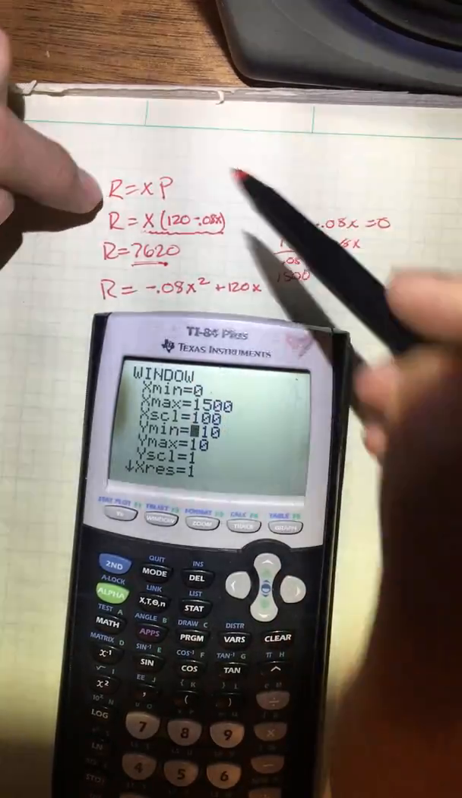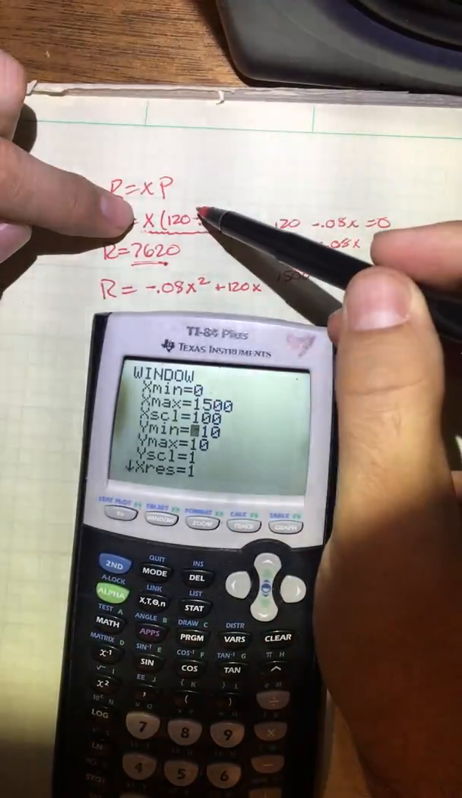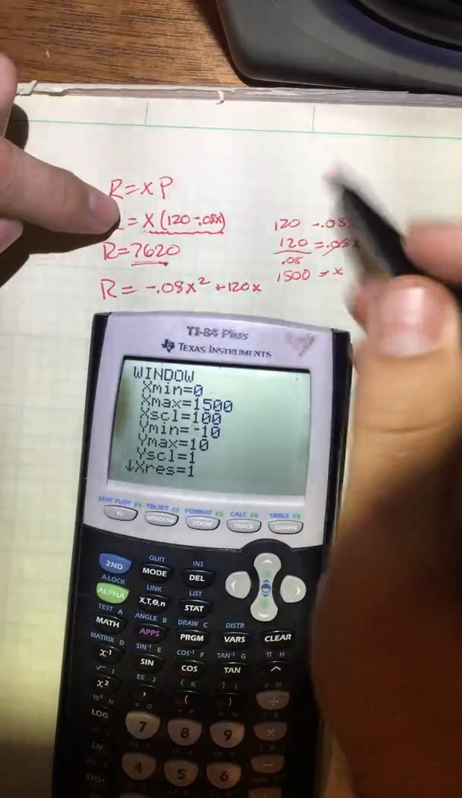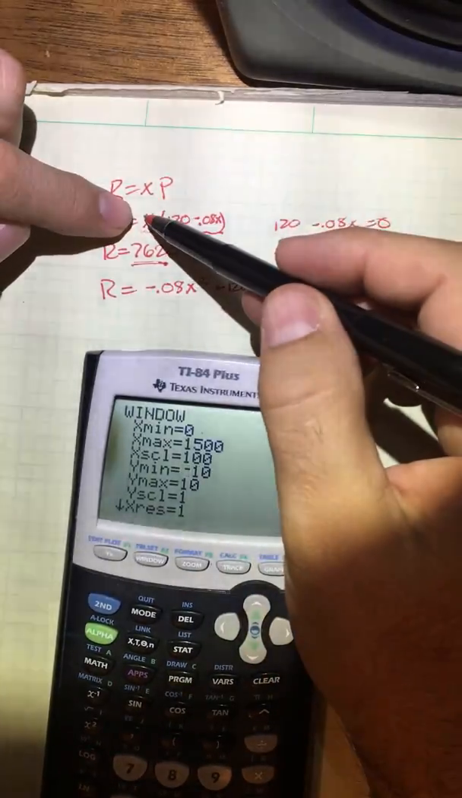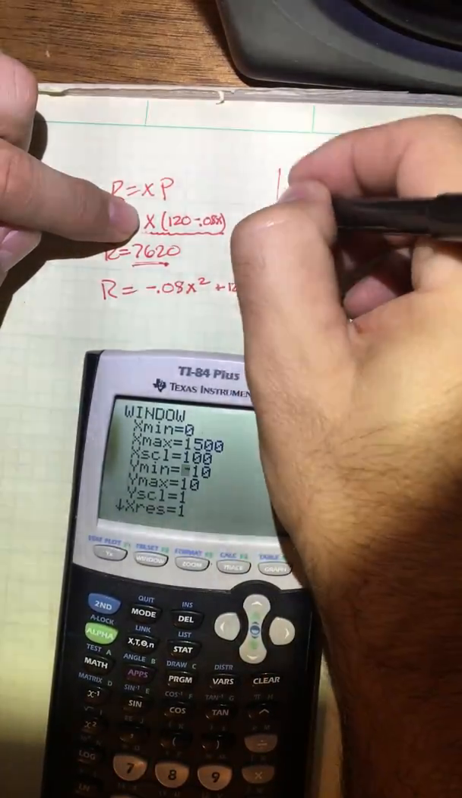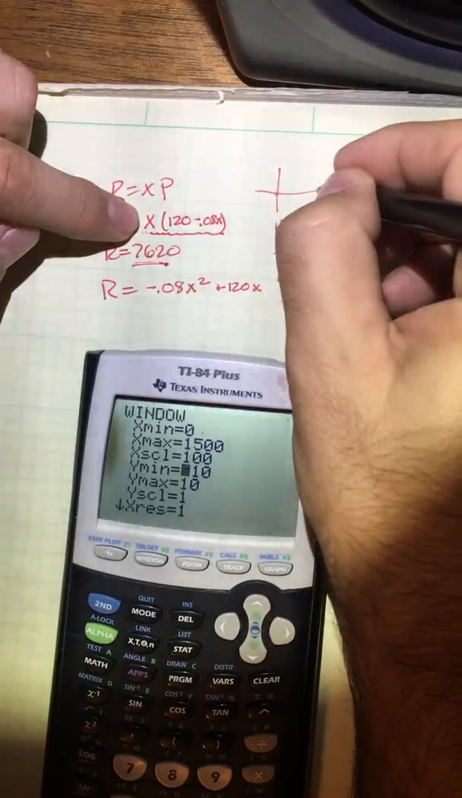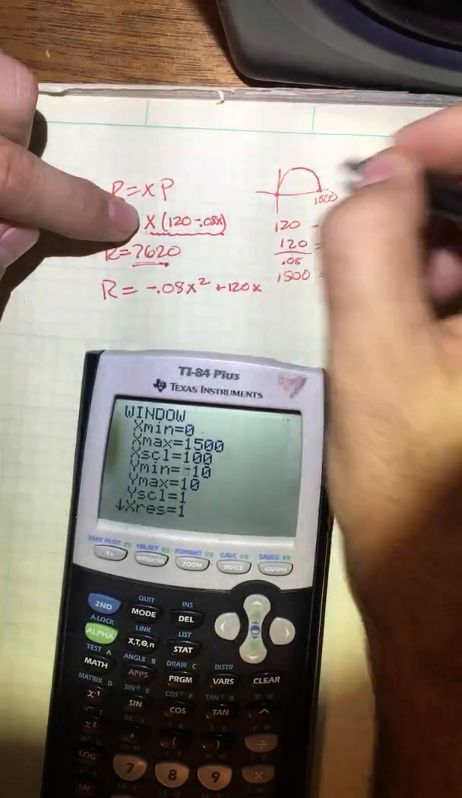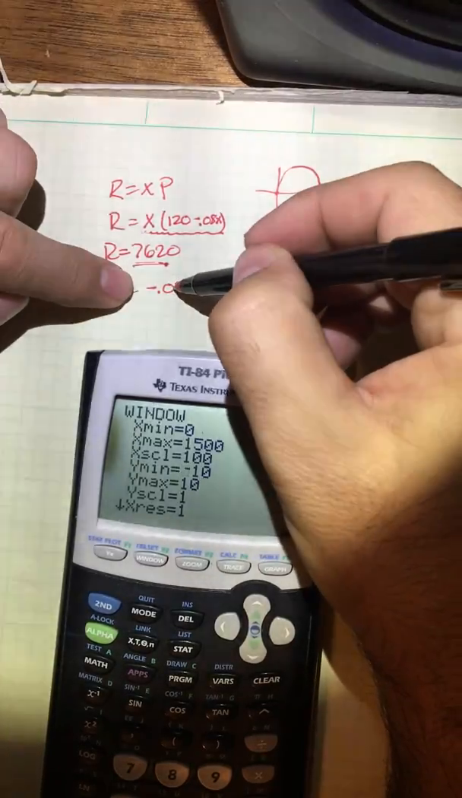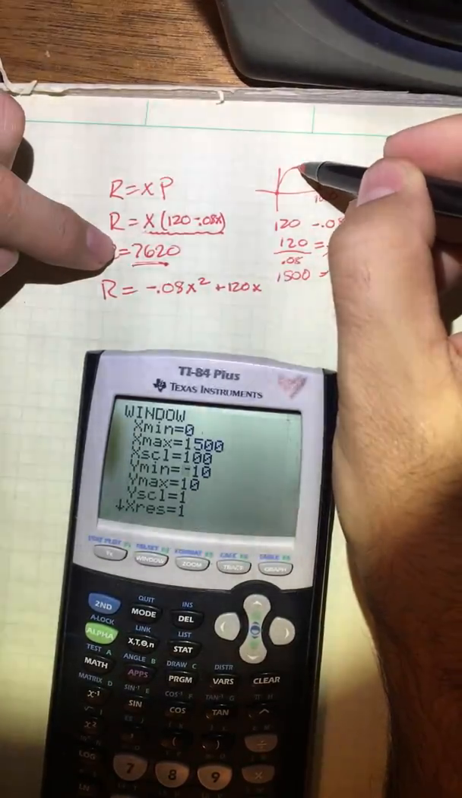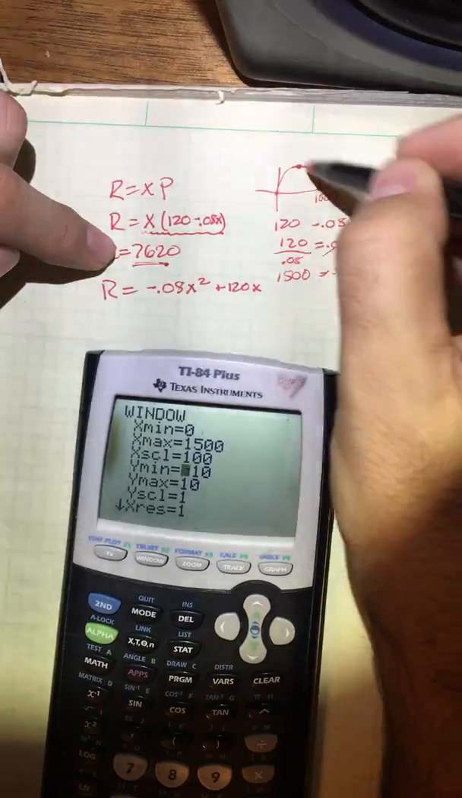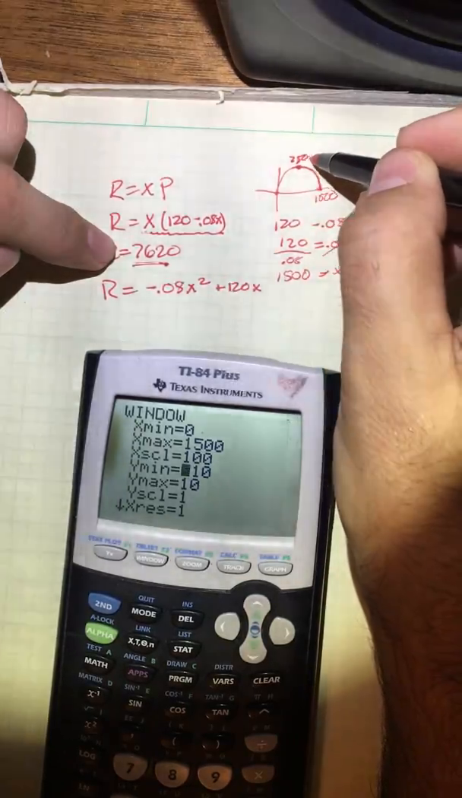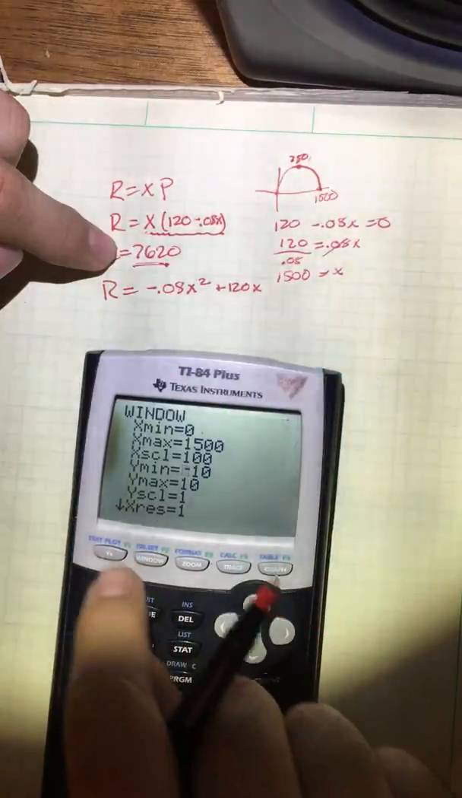Now, my y value. Let's think about what's going to happen here. Where's the maximum going to occur? Well, if this graph hits here and hits here at 1,500, and the graph opens down because of this negative 0.08x squared, then that maximum is going to occur at an x value of 750. So what's the y value that goes with it?